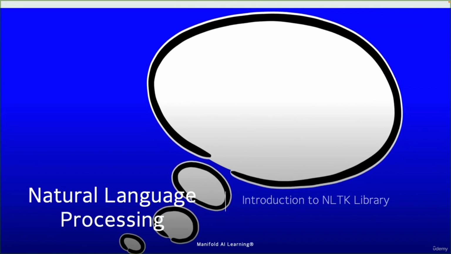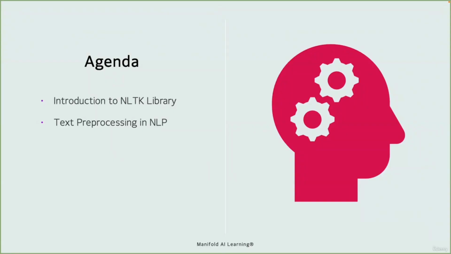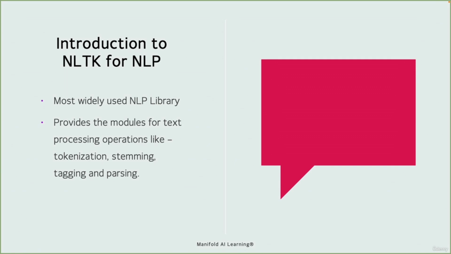In this video, we are going to learn about the NLTK library. As we progress, we will look into the introduction to the NLTK library and the various text pre-processing abilities shared to us by the NLTK library. So let's get started and understand what exactly this NLTK library is. Now this NLTK library is one of the most widely used NLP libraries. And this library provides a module for text pre-processing operations like tokenization, stemming, tagging, parsing, and many more. So NLTK, I can say, is one of the go-to libraries next to the spaCy library. So this is one of the most widely used NLP libraries, guys.